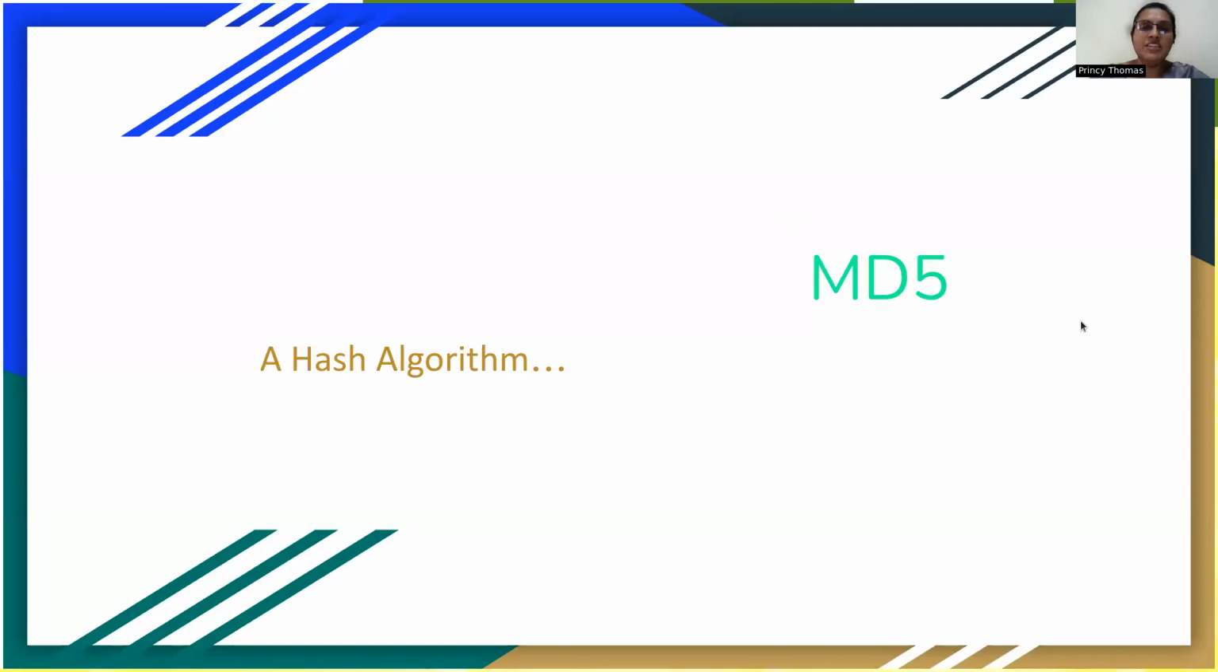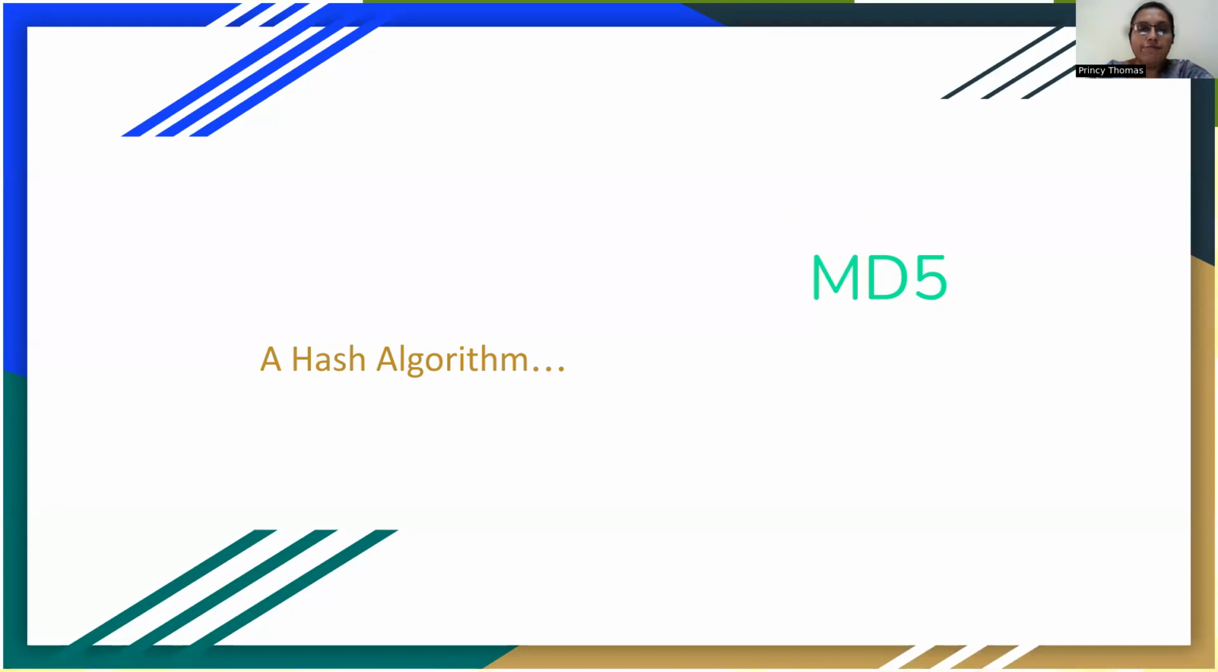Hello everyone. Today we are going to look at two popular hash algorithms. Okay, so we're going to look at MD5 and SHA. In your syllabus it says SHA 512, but we're going to look at the general structure of SHA, and of course we will also discuss SHA 512.